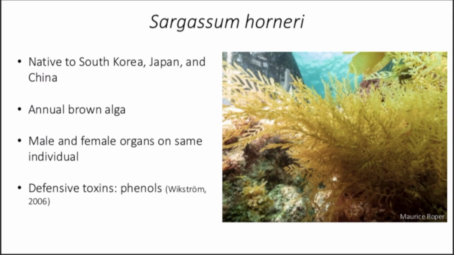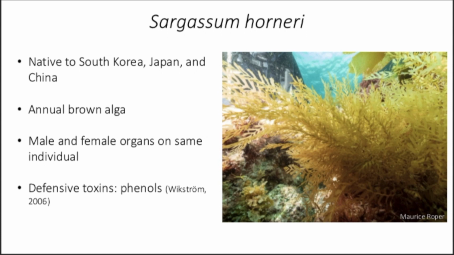So my study organism is Sargassum horneri, which was found in the Port of LA in 2003, and it's native to South Korea, Japan, and China. It has an annual life cycle, which means it is capable of reproducing every year. It also has male and female organs on the same individual. So even if the individual is dislodged from the rocks, it can still float and drift and reproduce with itself. That makes it a really good invasive because it can still propagate and spread.